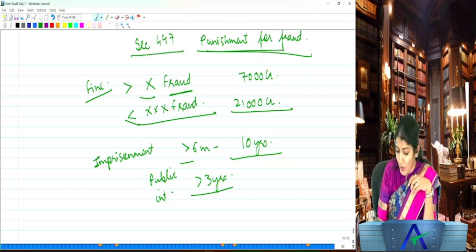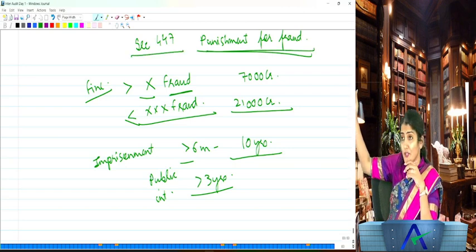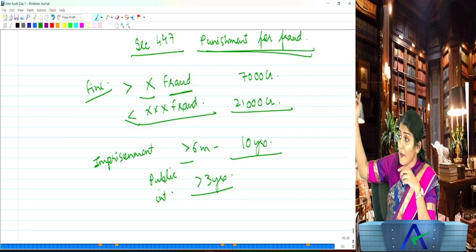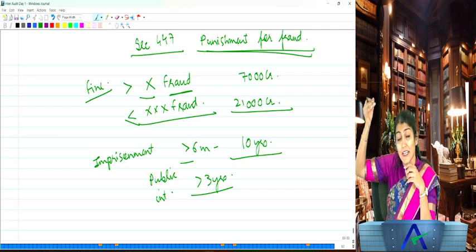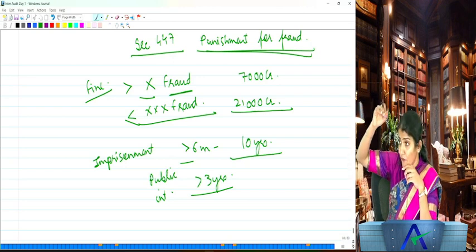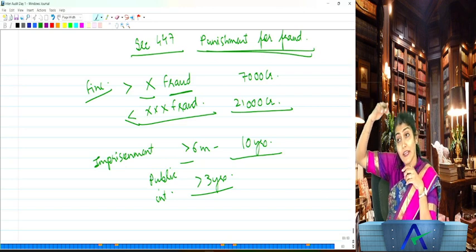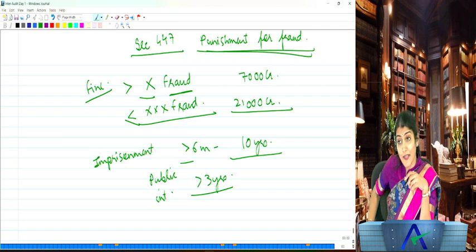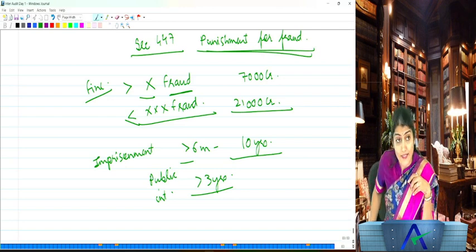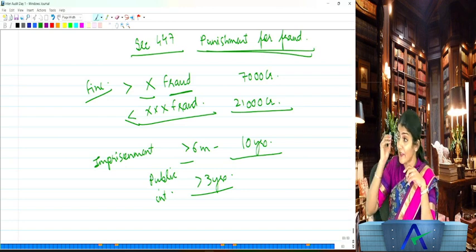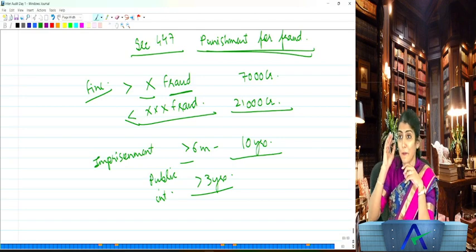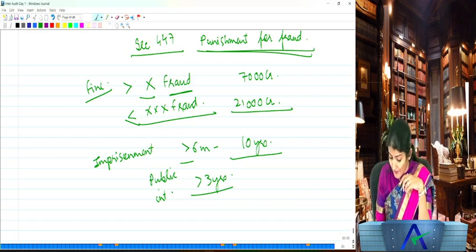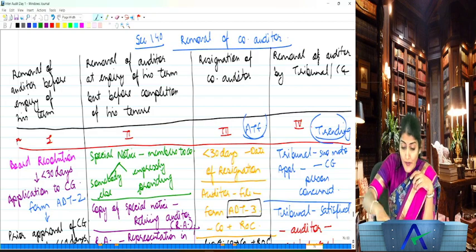Anyways, this is not in our syllabus, but I'm just telling you Section 447, which is regarding the punishment for fraud: a fine at least equal to the amount of the fraud, which may extend to 3 times the amount involved in the fraud, and imprisonment which shall not be less than 6 months, which may extend up to 10 years. And when the fraud is in public interest, then the minimum period of imprisonment would be 3 years. Okay, right. And now, what does it say?